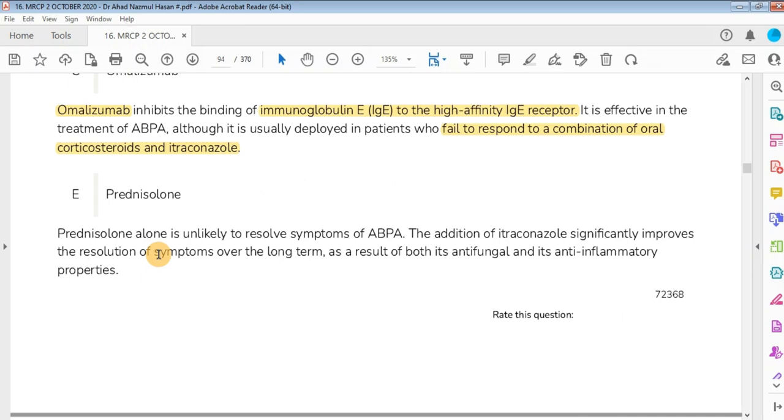Prednisolone alone is unlikely to resolve the symptoms of ABPA. The addition of itraconazole significantly improves the resolution of symptoms over the long term as a result of its both antifungal and anti-inflammatory properties.